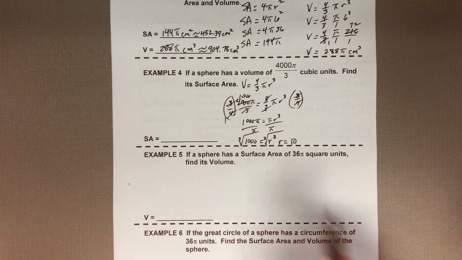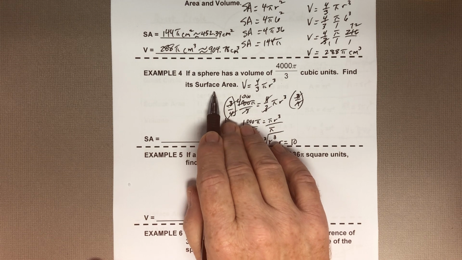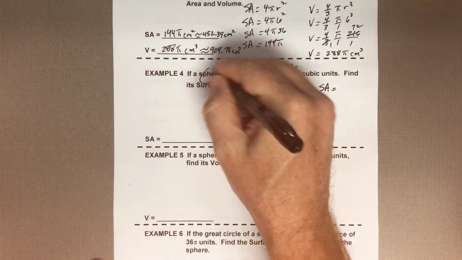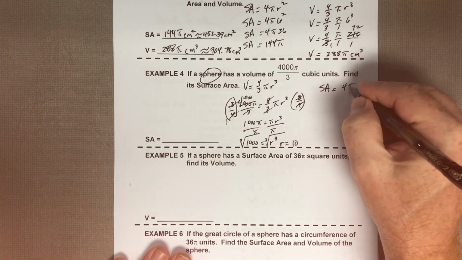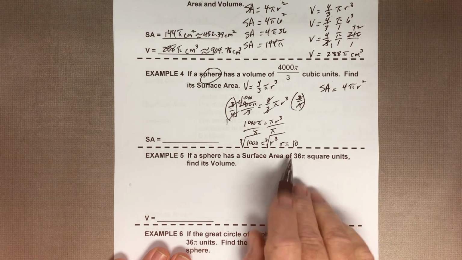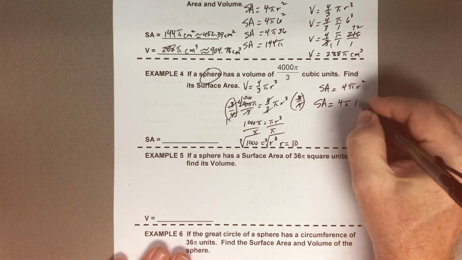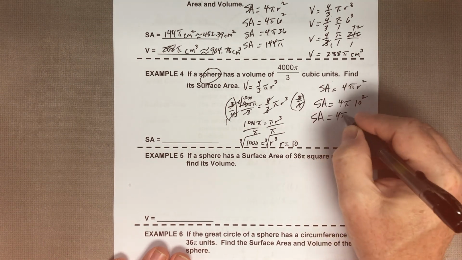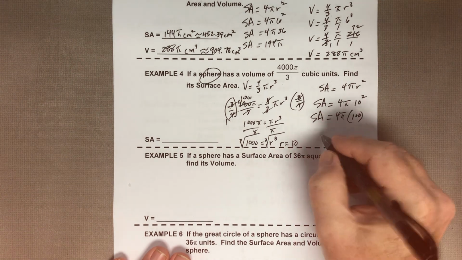Okay, now the reason we did that is because in order to find the surface area, we need the radius. The surface area of a sphere is given by 4 pi r squared. I now know the radius, so the surface area would be 4 pi times 10 squared. That would be 4 pi times 100, because 10 squared is 100. And that would be 400.